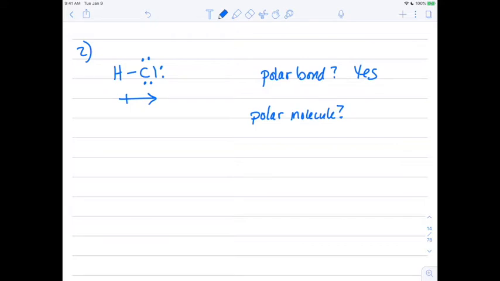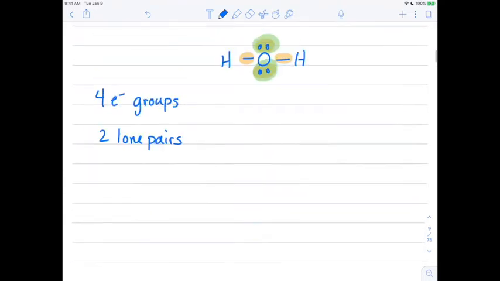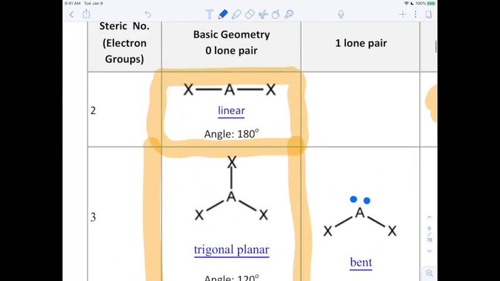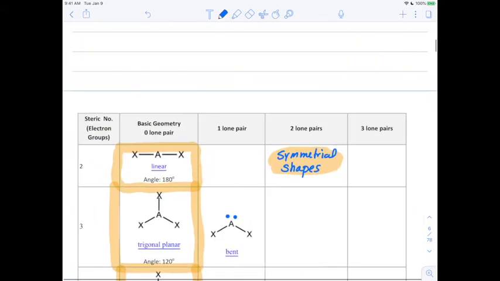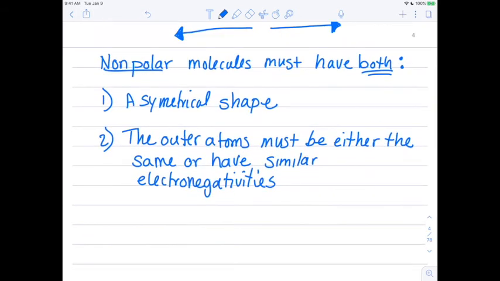Let's think about our rules. So first rule was it needed to have a symmetrical shape. So this is linear. So let's go back to our table. So here is linear. What you're seeing is a slightly different linear here, but it is still linear, and linear is one of our symmetrical shapes. So we've met the first rule. This is a symmetrical shape, but the second rule says the outer atoms have to be the same or very similar.